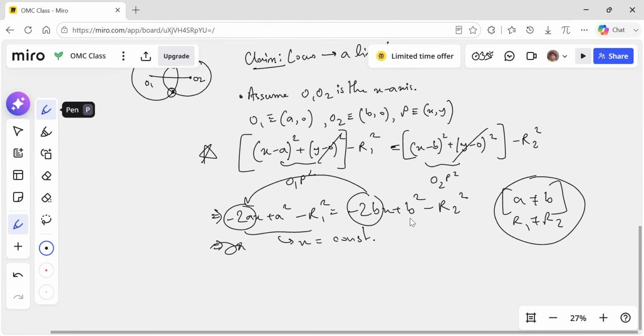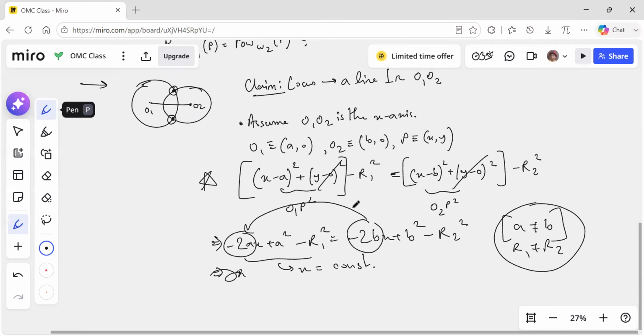Yeah, sure. I think I have a different way to do it. We know that if the power of a point for both circles is equal, then there must be a common chord for that.